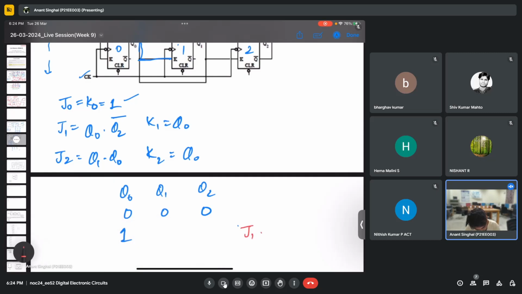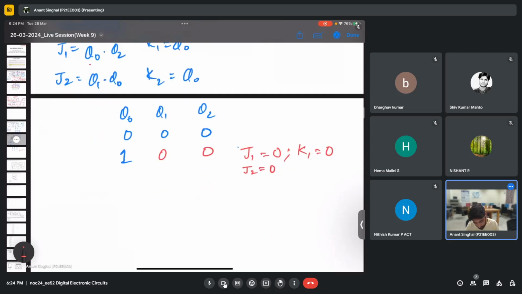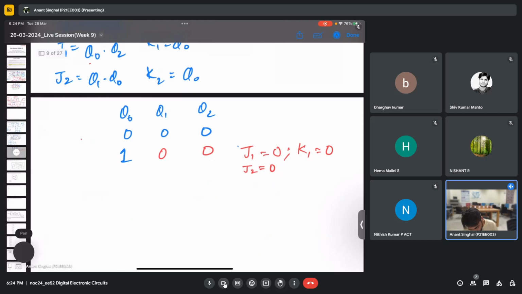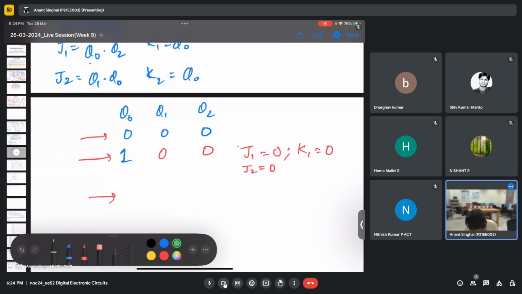So here J1 will be Q1 Q naught complement, so that will be 0, and K1 will be Q naught, that will also be 0. So 0, 0 will hold the state. Then Q2 is Q1 Q naught, so J2 will be 0 again, K2 will be 0, so it will again hold the state. So from 0, 0, 0, this is, let's say, the first cycle, this is the second, and third I'm writing here maybe some different thing.